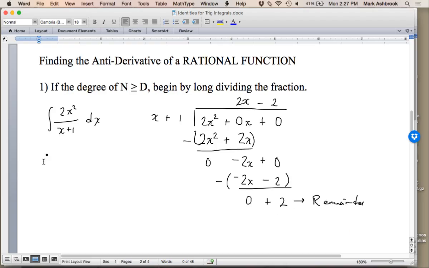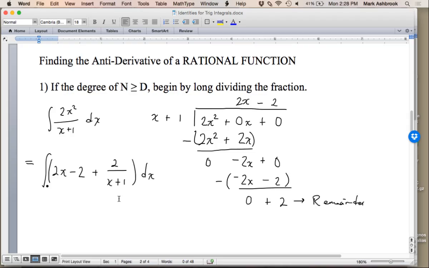And so then we can rewrite this integral as the quotient plus the remainder over x plus 1. So after we did that long division, we got a different form of this exact same rational function. So 2x squared over x plus 1 is the same as 2x minus 2 plus 2 divided by quantity x plus 1.